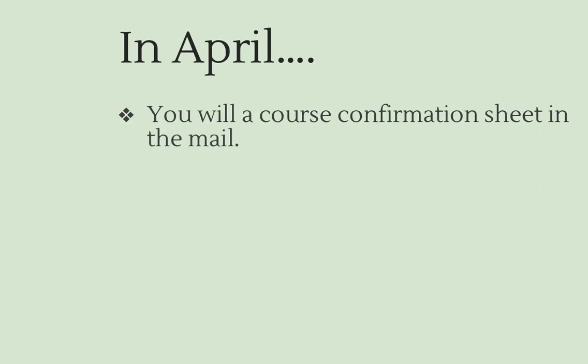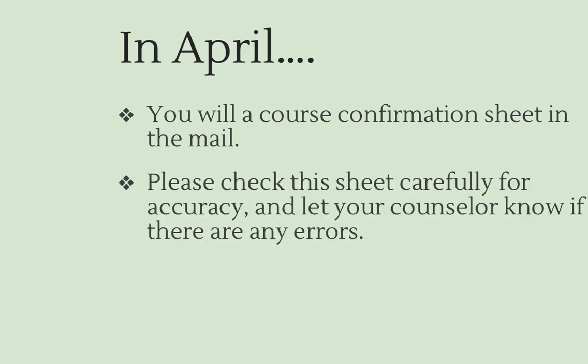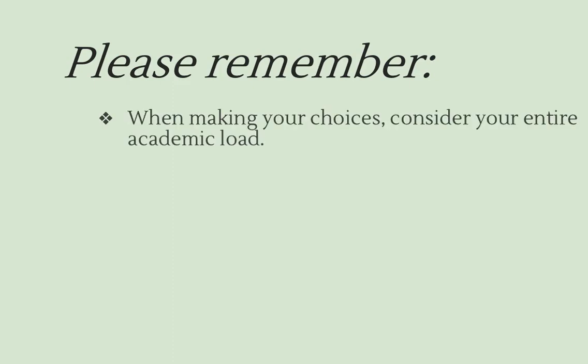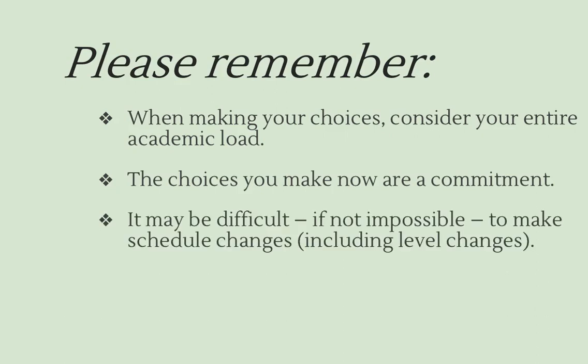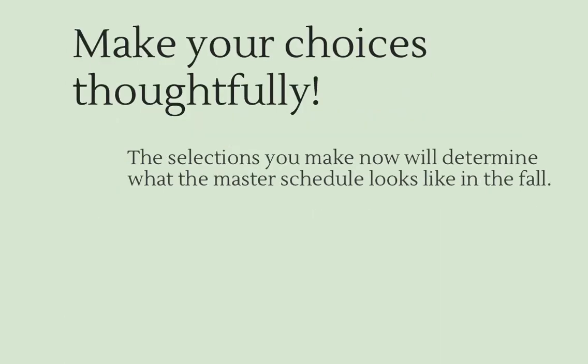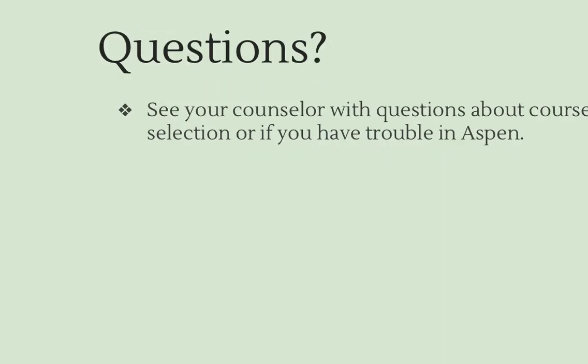In April, you will receive a course confirmation sheet. Please check this sheet carefully for accuracy and let your counselor know if there are any errors. Also, please remember, the choices you make now are a commitment. It may be difficult, if not impossible, to make schedule changes once you commit to them. The selections you make now will determine what courses we choose to run and what the master schedule looks like in the fall. If you have any questions or if you have difficulties logging into Aspen, please see your counselor.